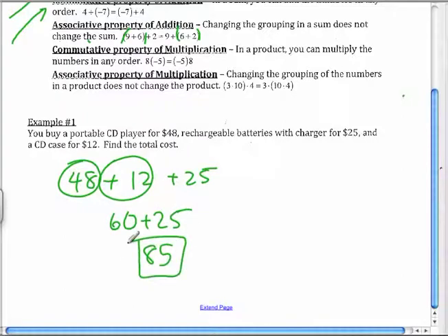And that's our answer. Does it matter what order I add all those things up, Rex? No. And why not? What property tells us that it doesn't matter, Ross?